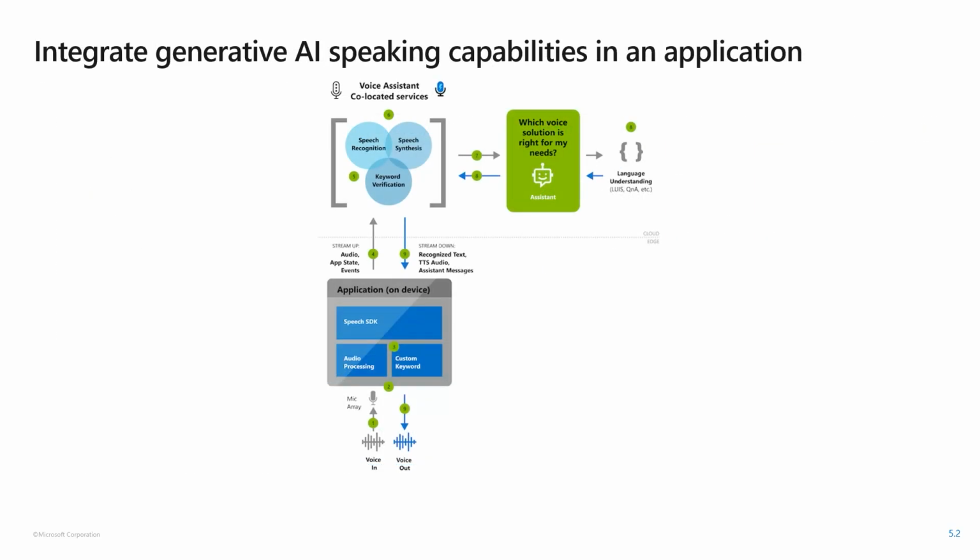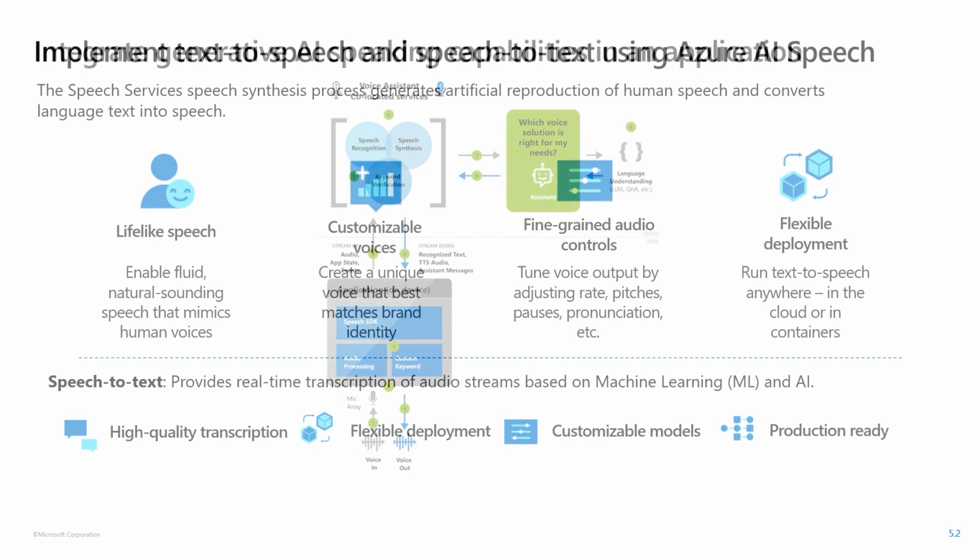Exploring how generative AI speaking capabilities are integrated into applications, especially the role of voice assistants, is important. It's important to understand how components like speech recognition, keyword spotting, and text-to-speech work together on a device. Knowing how the system decides which voice solution to use and how it delivers responses through voice or text output is important, so keep that in mind.